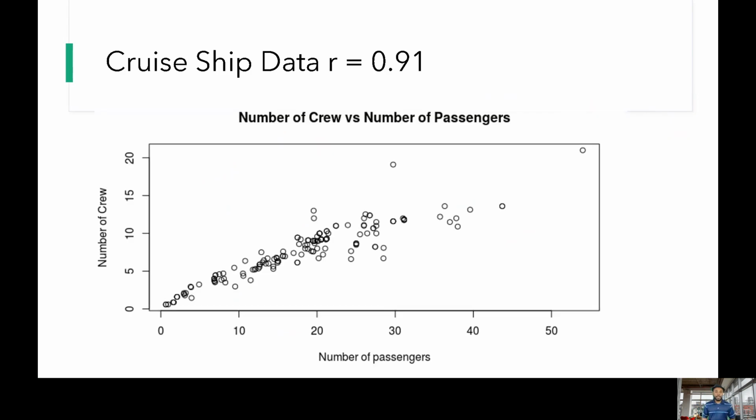Okay, so let's look at the initial data. The correlation coefficient of these two variables is equal to 0.91. So we can interpret that it has a positively strong linear relationship. So there's a positively strong linear relationship between the variables number of crew and number of passengers.